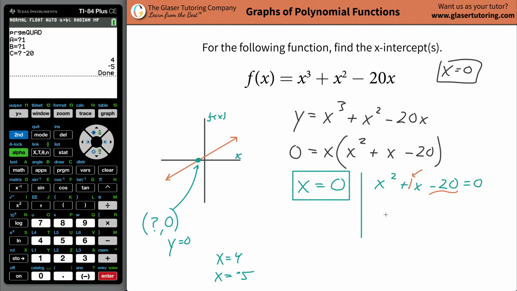Let me change the color. What we do is we do this now. We do x plus 5, right? Because we said a positive 5. And then we have now x minus 4. And that should equal 0. Right? Now, we now factored this. We broke it down into two binomials.